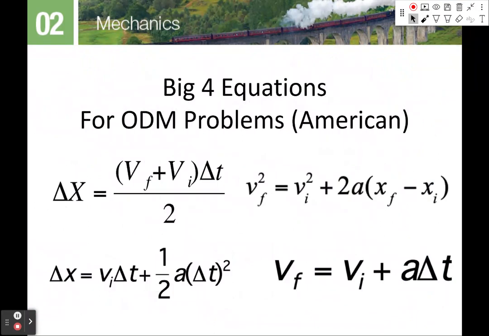So here's our big four. Looking at all of these variables and how we're going to use them, and we'll talk about all that coming up here in a second.